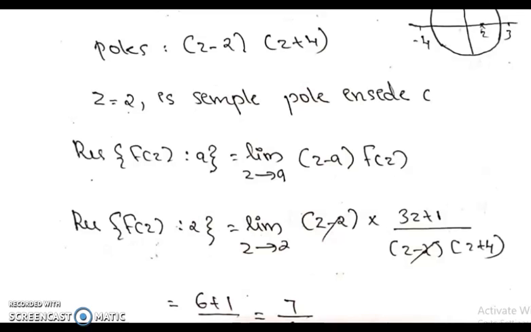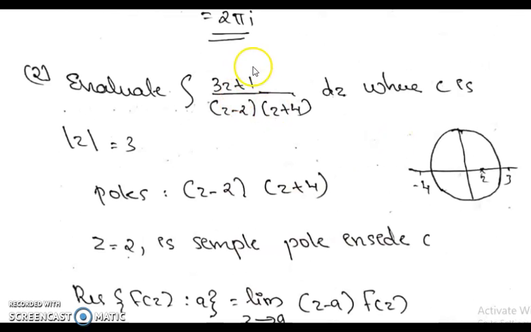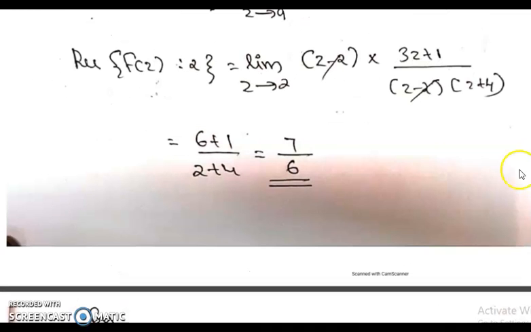So you can substitute f of z, that is 3z plus 1 by z minus 2 into z plus 4. Then z minus 2 gets cancelled. Then for z you put 2. 2 3s are 6 plus 1, 7. Here 2 plus 4 is 6. Therefore the answer is 7 by 6.